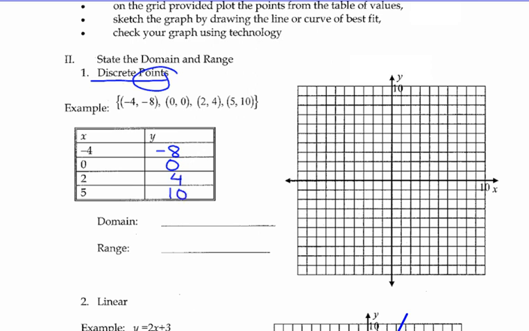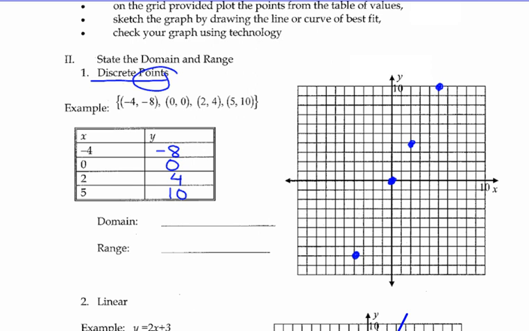So can you please plot these points, everybody? Plot these points on the graph. So yeah, it's a 10 by 10 grid. That helps you. So -4 and then 2 from the bottom to get -8. 0, 0. Have to write the numbers on the graph. 2, 4. And 5 and 10.